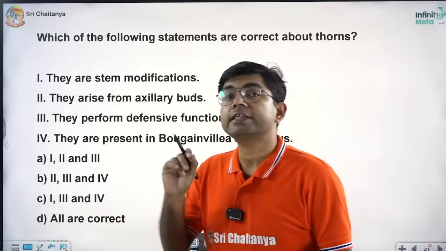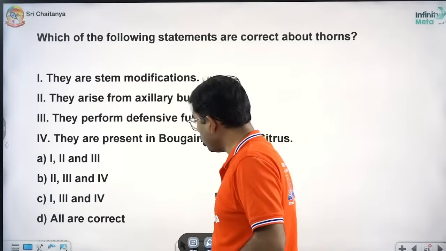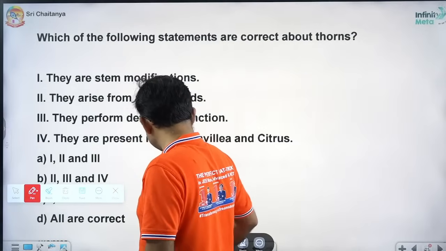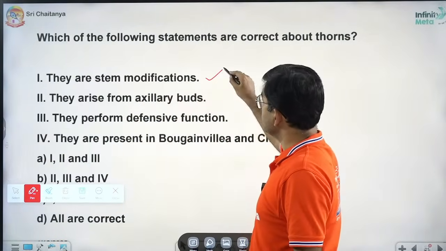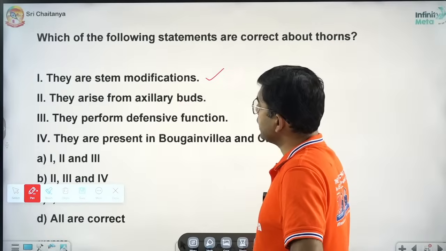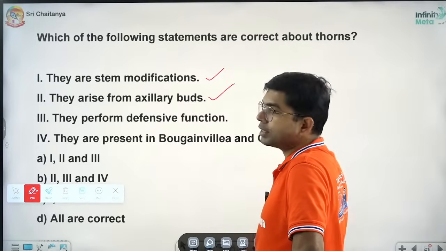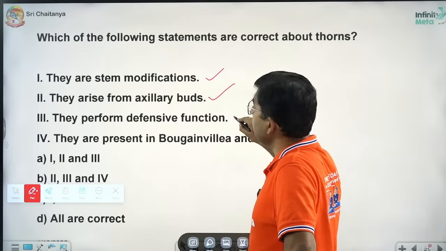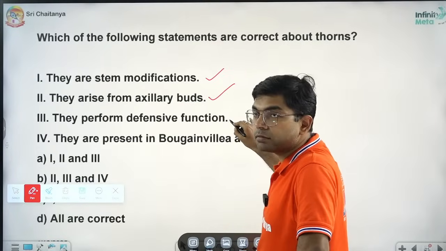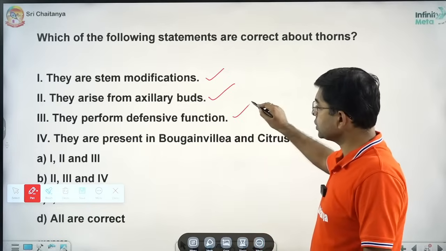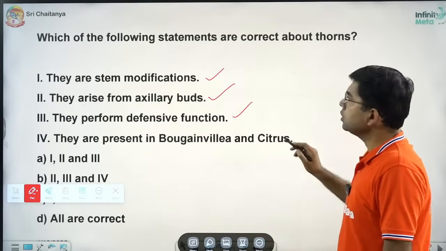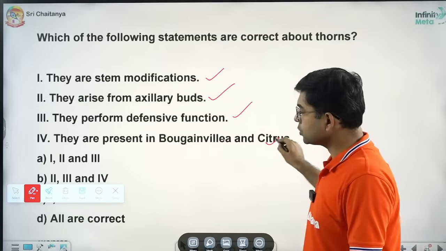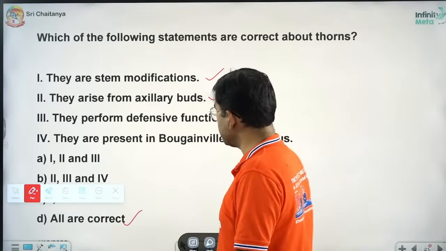In leaf we call it spine. So if we say thorn, the first statement here: stem modification. Yes, thorn is a stem modification. It arises from axillary buds and they perform a defensive function. This is also correct. And they are present in bougainvillea and citrus. This is also correct. So all of them are correct here.